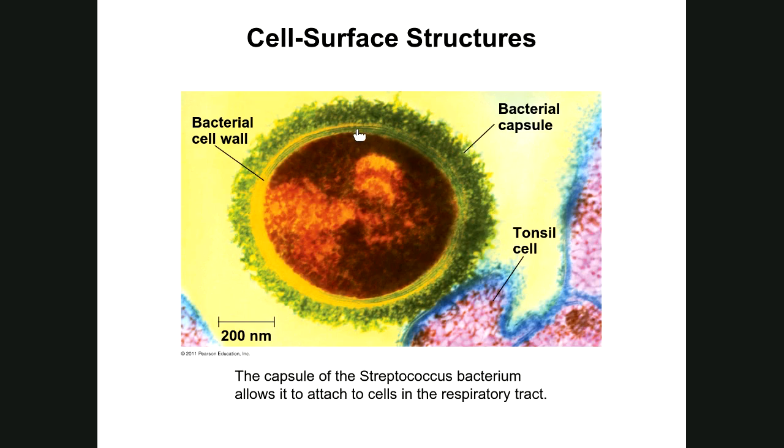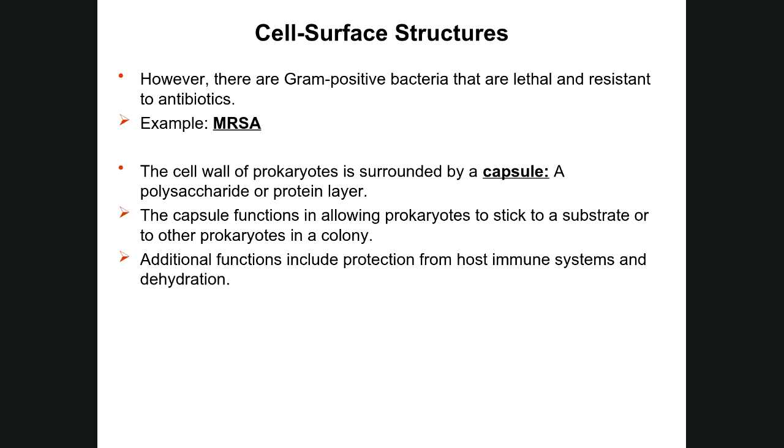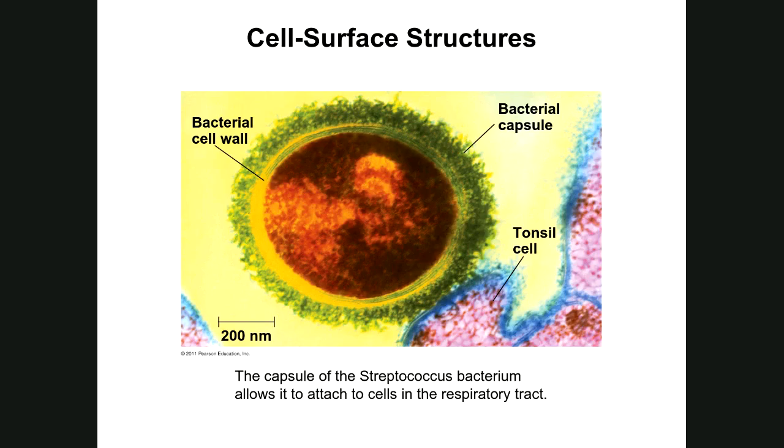Here's a cross-section of our bacterium. We've cut through it. You can see the cell wall, and then this fuzzy stuff is the capsule. They're showing you a bacterium whose capsule has helped it attach to the tissues that form the tonsils, or the cells of your tonsils here. But there's an additional function, and it helps further contribute to protecting the prokaryote from our body's immune system as well as dehydration. But the first function is the most popular for the capsule.